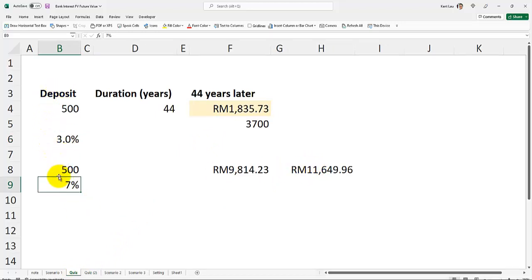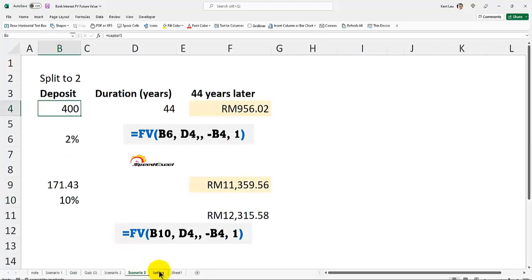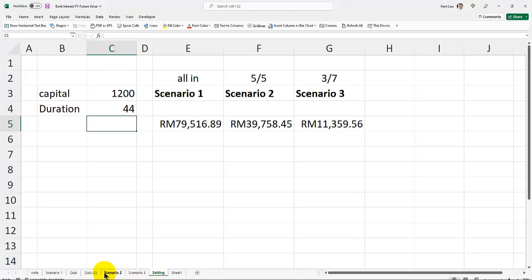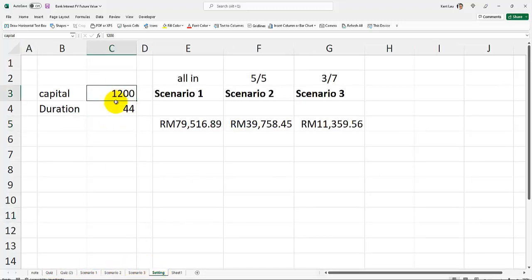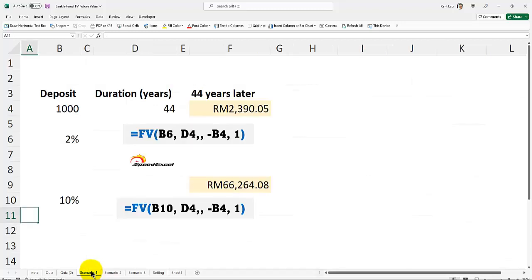So now you ask me, right? "Hey, if that's the case, how about I put 70% of it?" Oh, that's a good question. Let's look at scenario 3. Let's go to the setting, right? So I have three scenarios basically. If my capital is 1,000, let's just put it in thousands. And in the first scenario, as you can see here, after 44 years it is 2,390 at 2%.